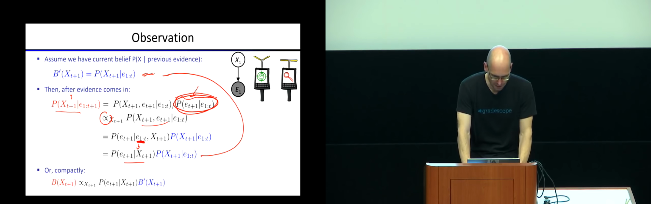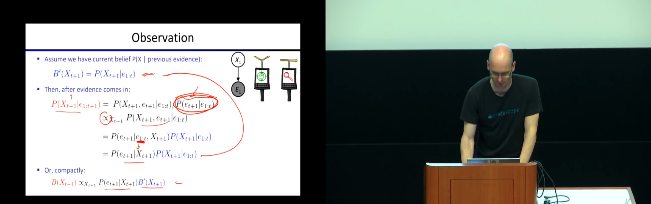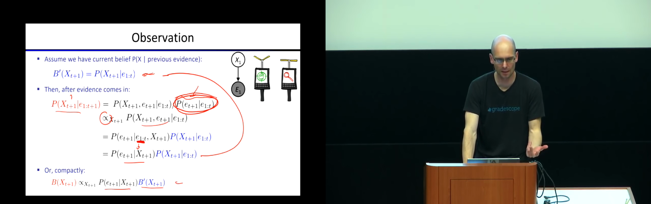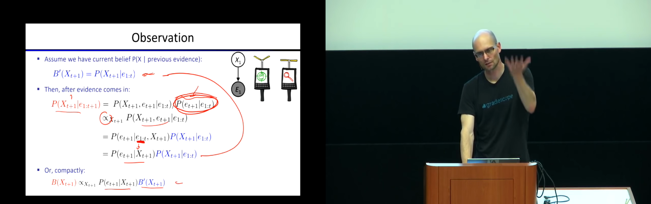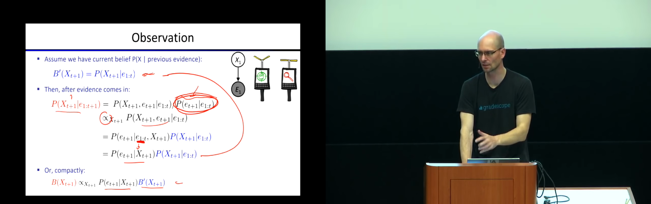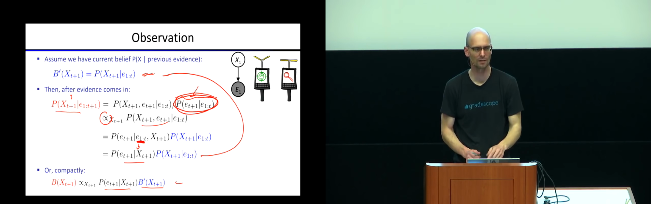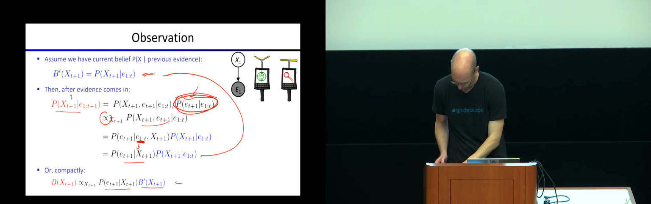Okay, or more compactly, we have that the belief at the next time is proportional to the belief at the previous time multiplied with the probability of the evidence. So if the evidence is very compatible with the next state, then the probability mass will go up for that state. If the evidence is very incompatible with the next state, the probability mass will go down for that state. That's the multiplicative effect happening over here.